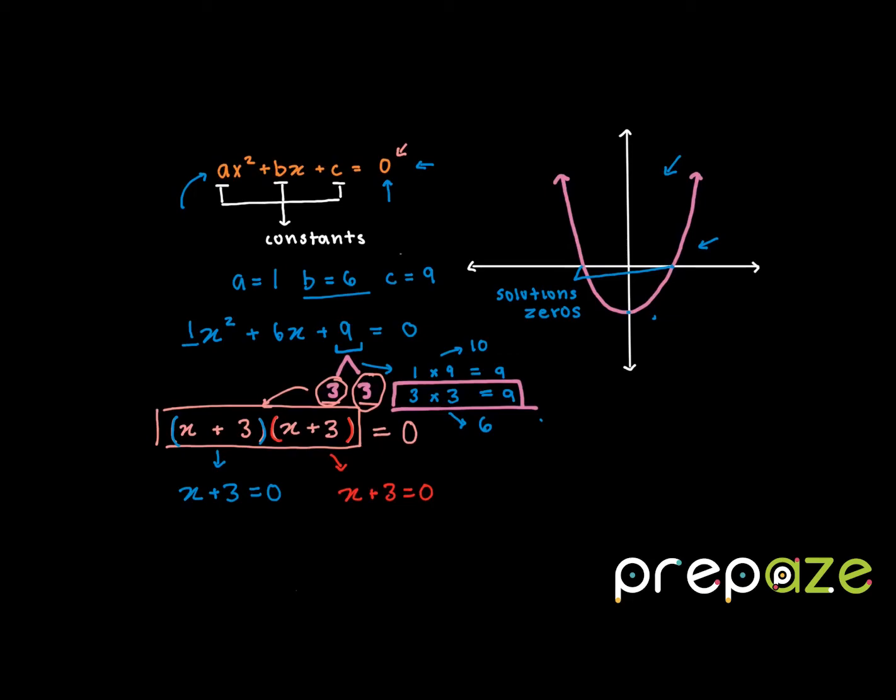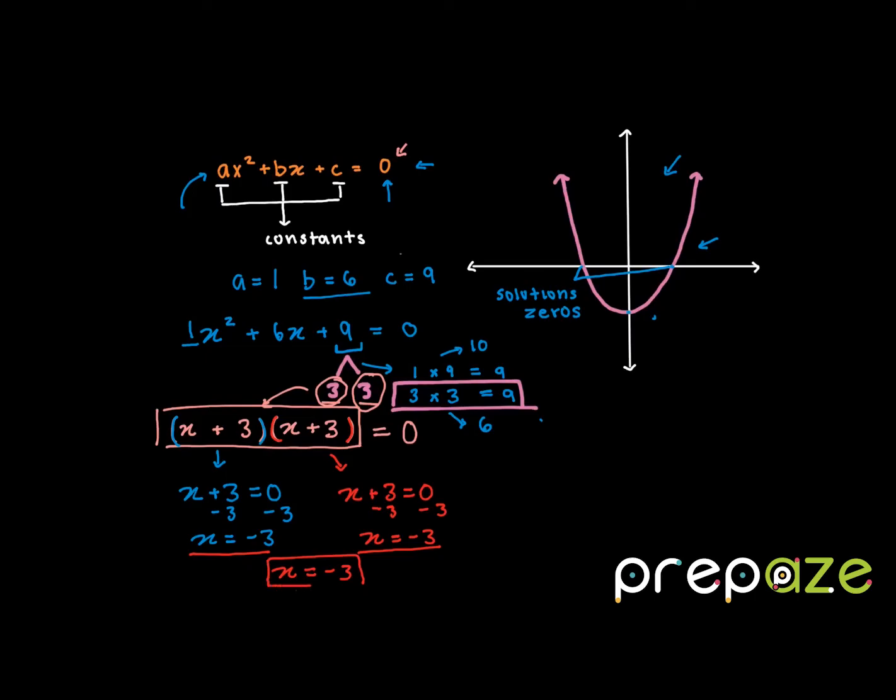So now I'm just going to solve for x. So I subtract 3 on both sides and get x is equal to negative 3. And I do the same thing for my other factor. I subtract 3 on both sides and I get x is equal to negative 3. Now again, since my factors were the same, my solutions are also the same. So in this case, this specific quadratic function has one solution, and that is x is equal to negative 3.